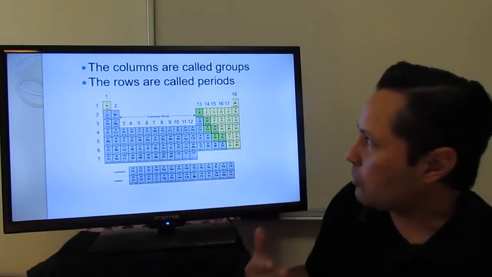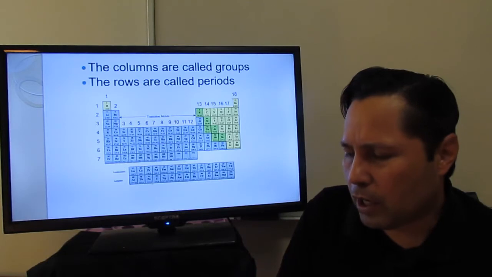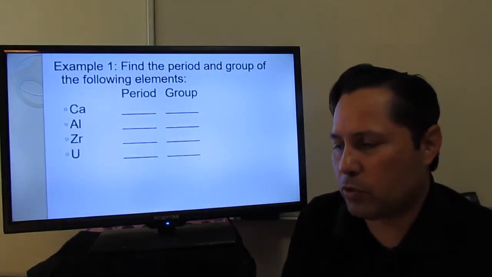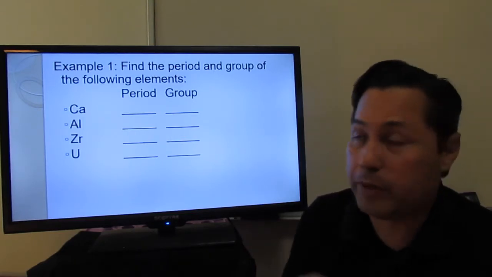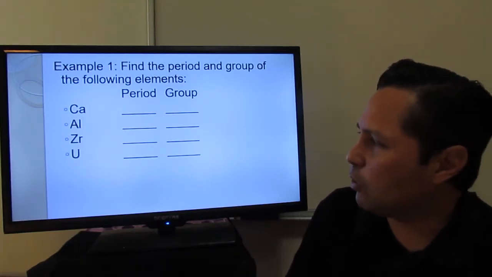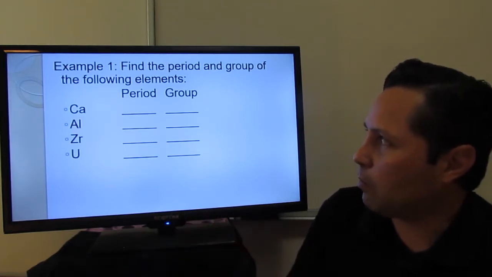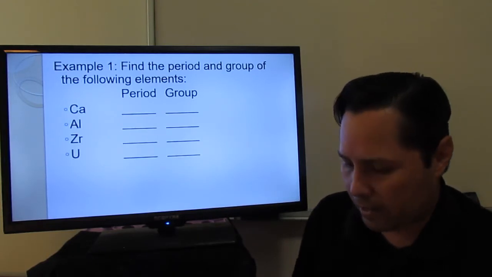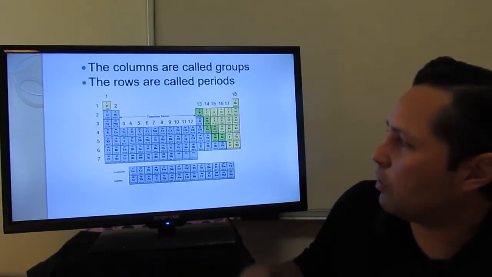So now on the test that you guys are going to get for this unit, you will be asked questions such as, can you figure out what the group and the period are for a particular element? So let's go ahead and do these: calcium, aluminum, zirconium, and uranium. Alright, find the period and the group for all of these guys. So let's go back a slide. For calcium, let's start with that one.